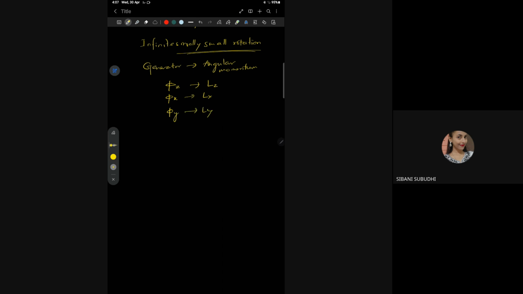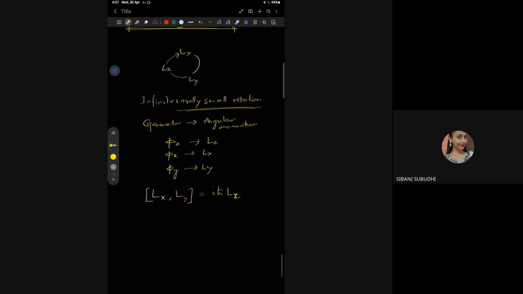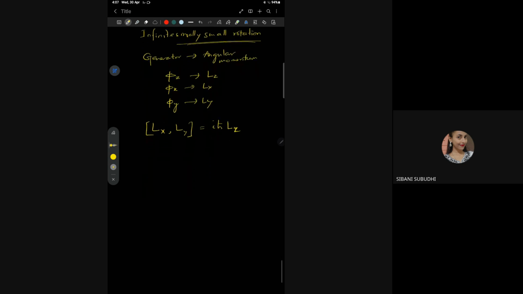And in that process, we also understood that if we take the commutator of Lx, Ly, that will be equal to i h cross Lz. So that is the commutation relation, and we also discussed that it will be cyclic. Lx Ly will give Lz, Ly Lz will give Lx, and Lz Lx will give Ly.